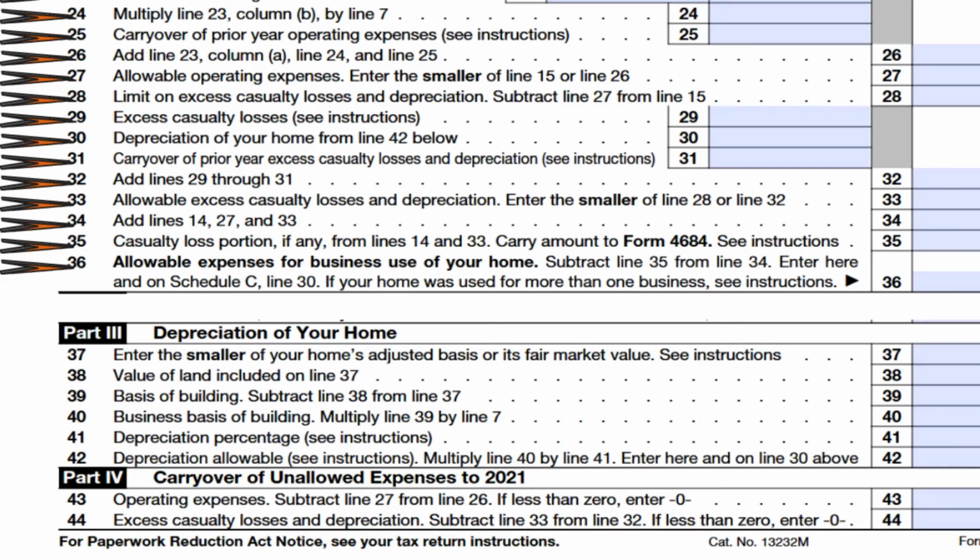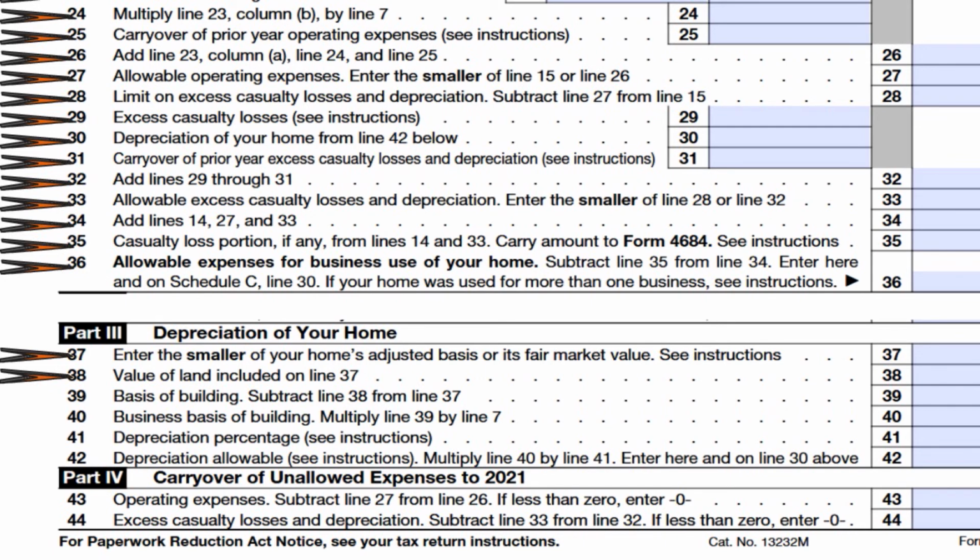Part 3. Let's talk about part 3. So you have a depreciation of your home. On line 37, you want to enter either the cost of your home or its fair market value when you began doing business at home, whichever is less. And on line 38, you want to fill in the value of the land included on line 37, whichever number is less.